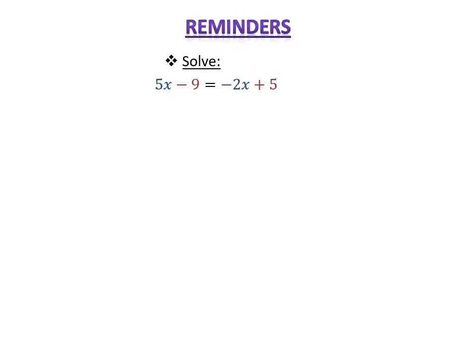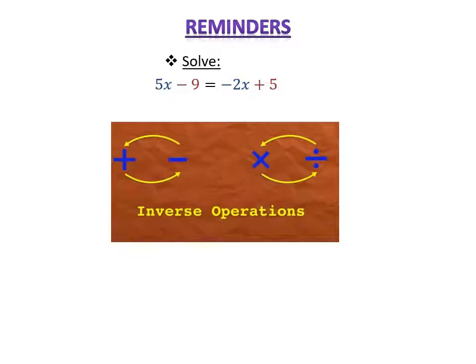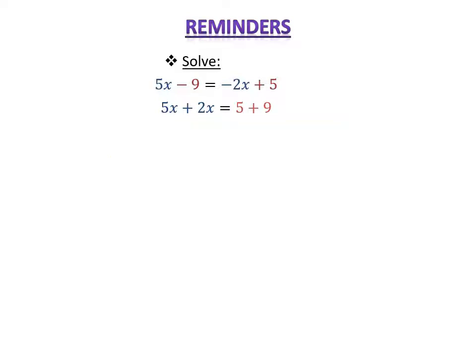In order to solve it, the x's should be on one side and the numbers on the other side. So when we want to move a term to the other side, if it is added on this side, on the other side we should subtract it, and if it is multiplied, on the other side it should be divided, and vice versa. So the following equation becomes negative 2x on the other side plus 2x, and minus 9 on the other side plus 9. We do the math and our solution is 14 over 7.